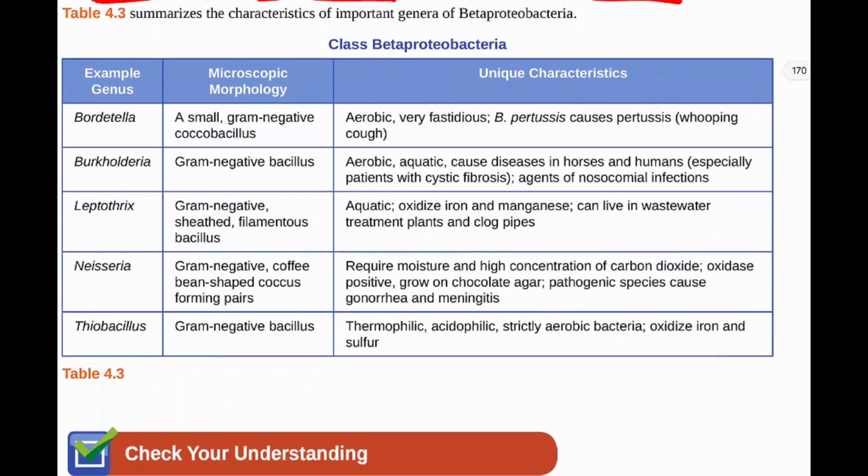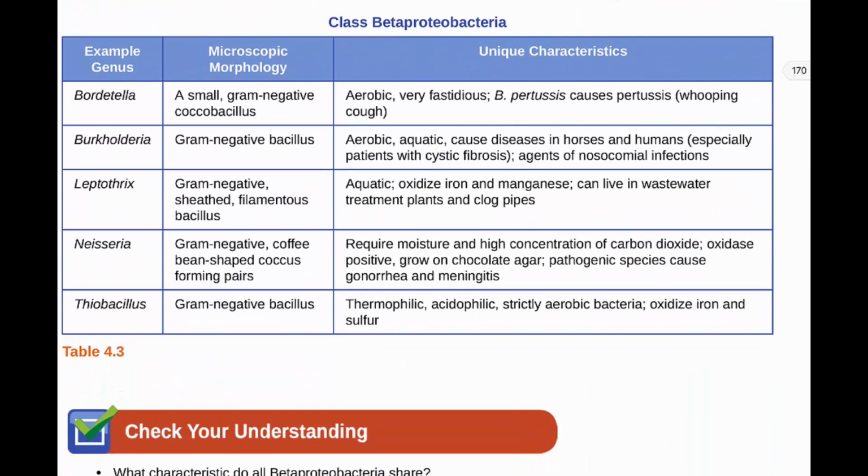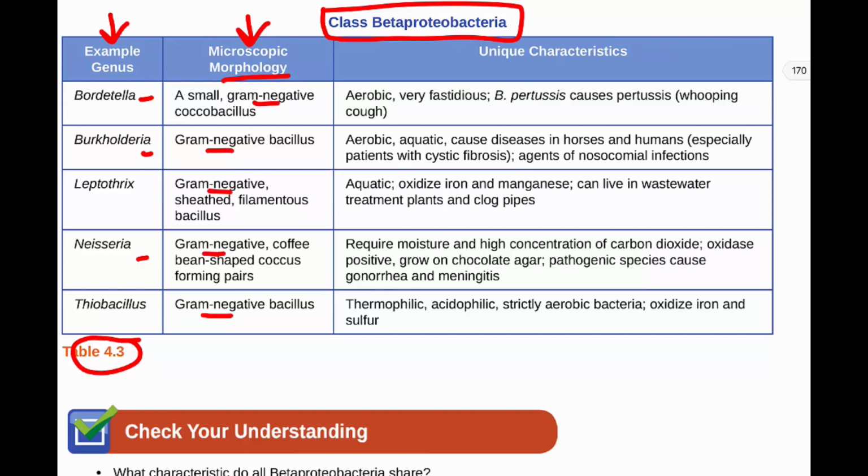So we have this chart here, Table 4.3, that summarizes some of the beta proteobacteria. Here's an example of the genus. We have Bordetella, which we just saw, Burkholderia, and Neisseria down here. So you should know these examples of the genus for the Betaproteobacteria. And then we have our morphology. Again, we're talking about gram-negative. You can see it's all gram-negative because we're talking about the Proteobacteria. Then you can see the differences here that we've talked about in previous chapters. And then you should know the unique characteristics of these. So, for example, Bordetella pertussis causes pertussis, things like that.